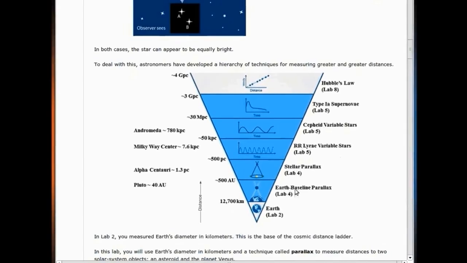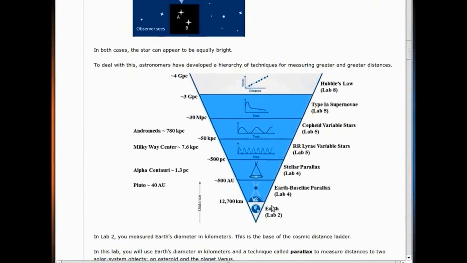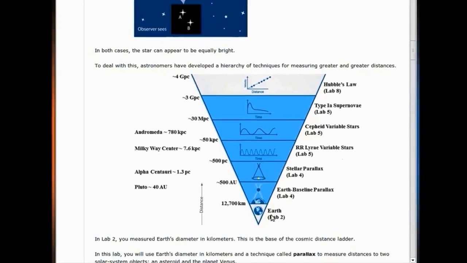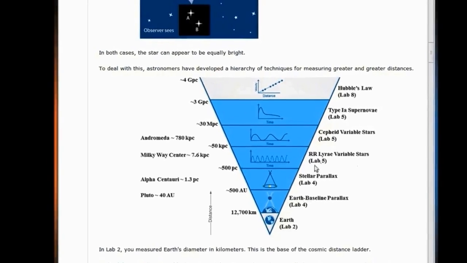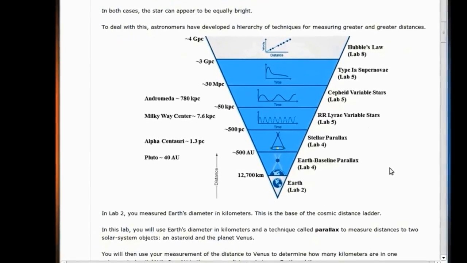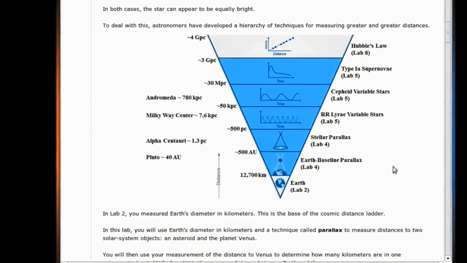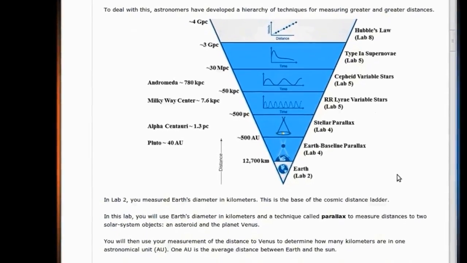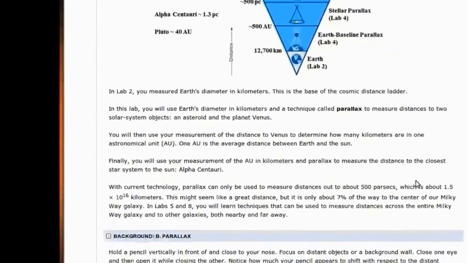Parallax is just one of these, and it forms one of the early steps in what's called the cosmic distance ladder. So we use measurements that we know here on Earth that we can actually measure with a ruler to then work our way up to Earth baseline parallax, then stellar parallax, and then later we'll use variable stars, supernovae, and some things from Hubble's law in cosmology to actually get distance to even further objects. But we use the earlier sections to calibrate the later sections. So parallax is the earliest, or at least one of the earliest rungs on this distance ladder.